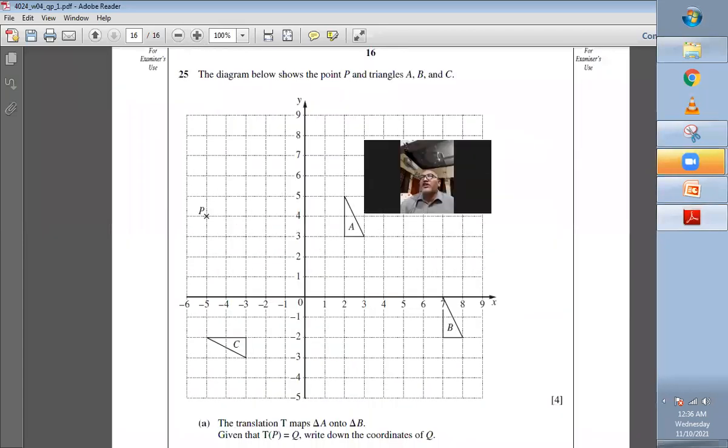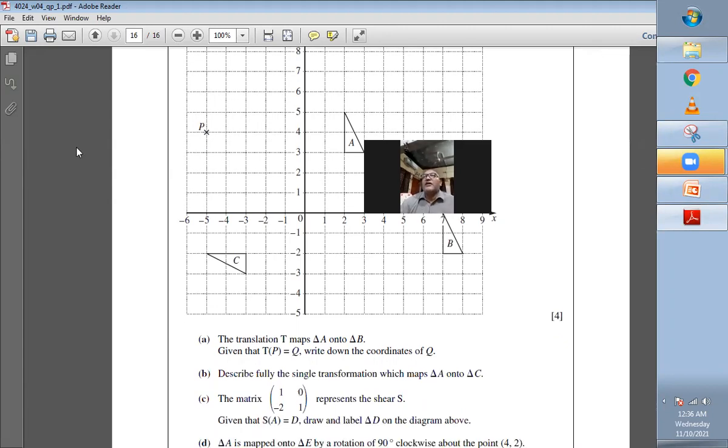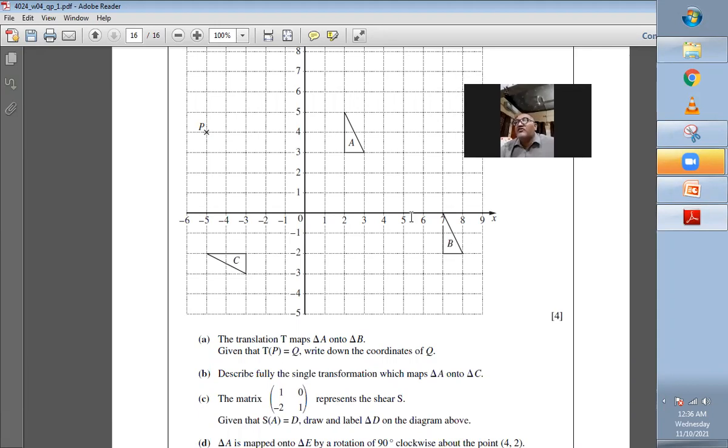Okay, so on your screen, question number 25 is showing up. He says, the diagram below shows the point P and the triangle A, B, and C. The first question coming up on your screen, he says the translation T maps the triangle A onto triangle B. Okay. So if this is a translation, it's a straight translation, meaning movement in a straight line.